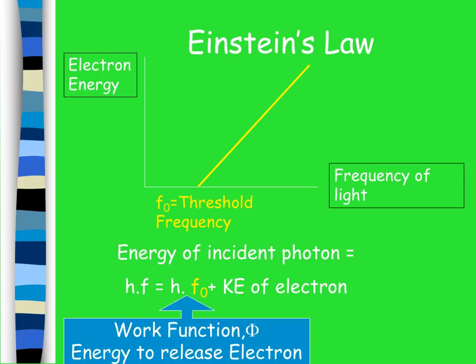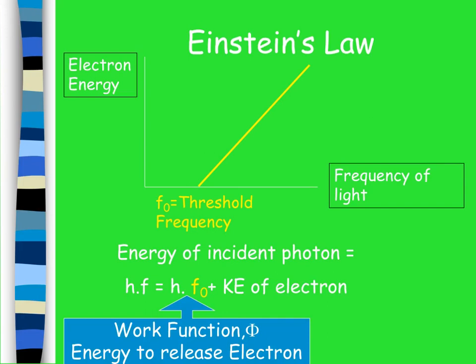Now, we've got a name for the minimum amount of energy. We call it the work function. That's the minimum amount of energy. But it's simply Planck's constant times the threshold frequency. So if your incoming frequency is bigger than that, you get an electron. If it's smaller than that, you don't liberate an electron.